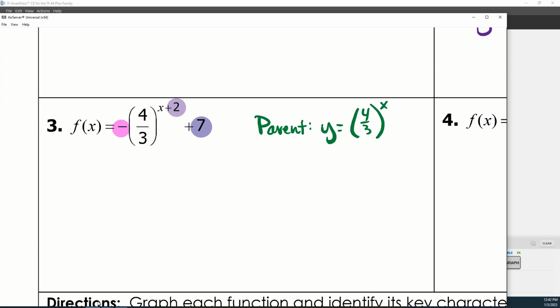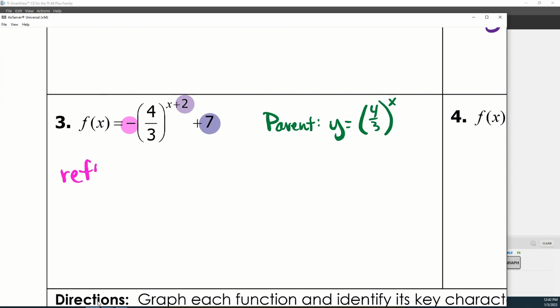All right, so that negative in the front is going to be your reflection on the x-axis. What about that +2, adding on the inside? Left, right, up, down. What do you think? Left. Oh, we're up, sorry. So left 2, because it was up there with the x, is going to go left or right. And then the 7, what do y'all think? Up 7. Very good. All right, you guys try number 4 on your own, please.